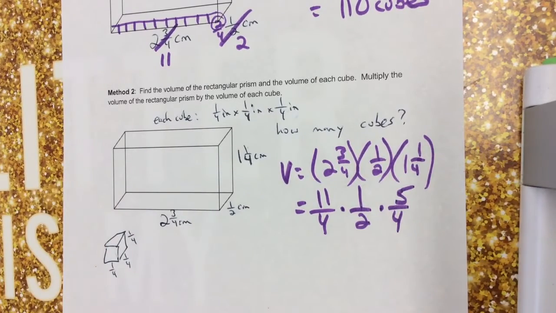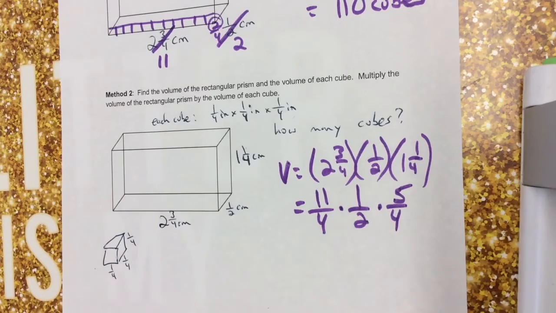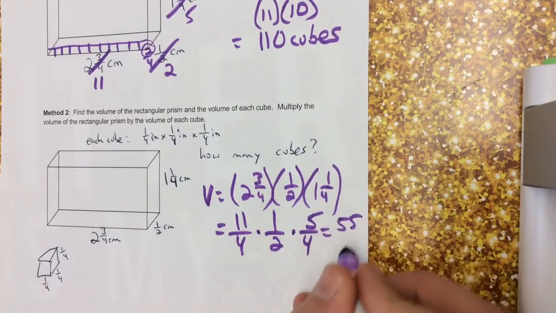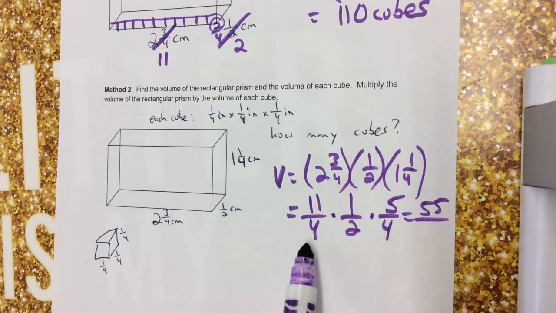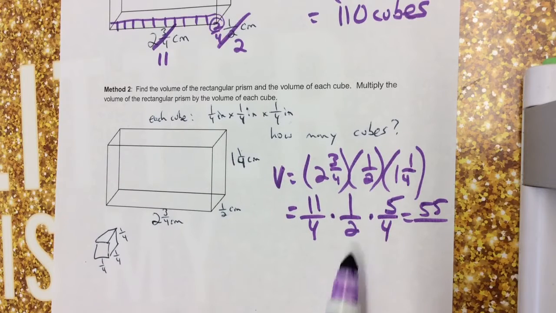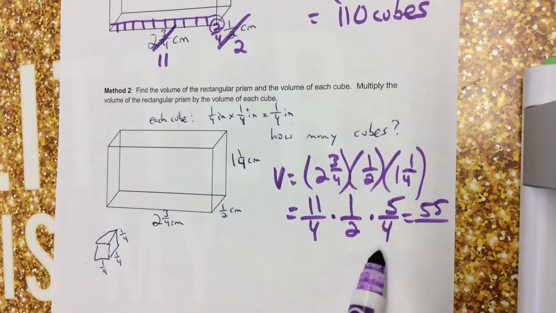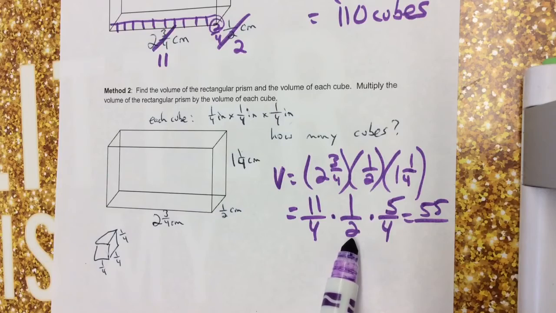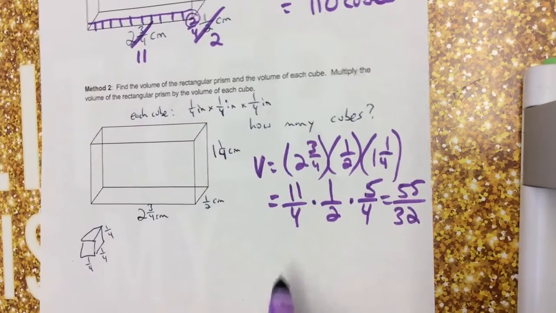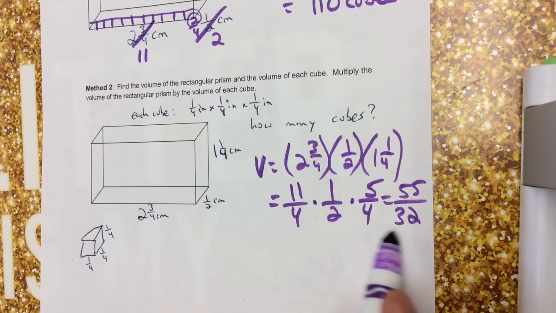So from here, I can multiply right across. 11 times 1 is 11. 11 times 5 is 55. Let's check down here. 4 times 4. And I can use the associative property, or commutative property, of multiplication here and use these factors as easier to multiply. 4 times 4 is 16, and then 16 times 2 would be 32. Or 4 times 2 is 8, and 8 times 4 is 32.